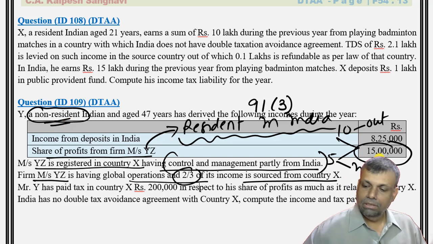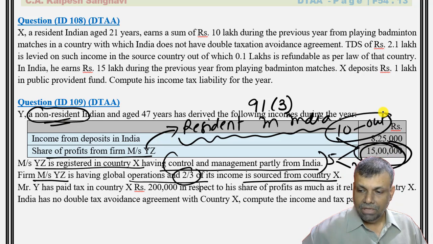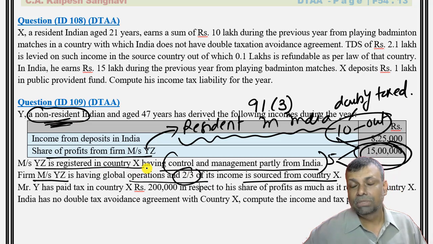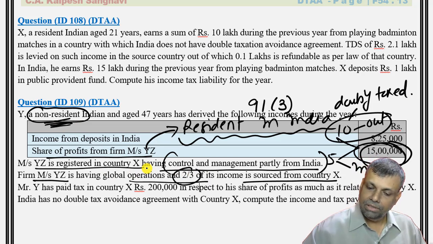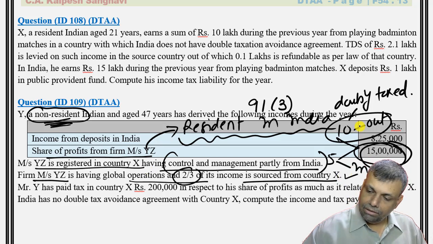So this non-resident will include the entire 15 lakhs for the purpose of calculation, but the 10 lakhs is outside India. So these 10 lakhs is something like double taxed income, because it is a non-resident's share of profits as much as it relates to outside India. That is normally not taxable in India, but it is included for the purpose of this particular calculation, and therefore it will be eligible for the purpose of a rebate of section 91.